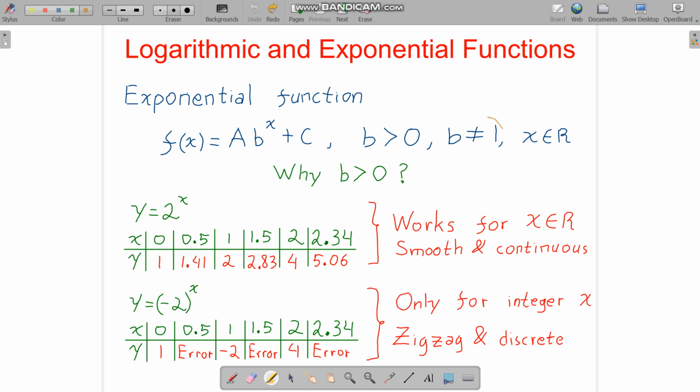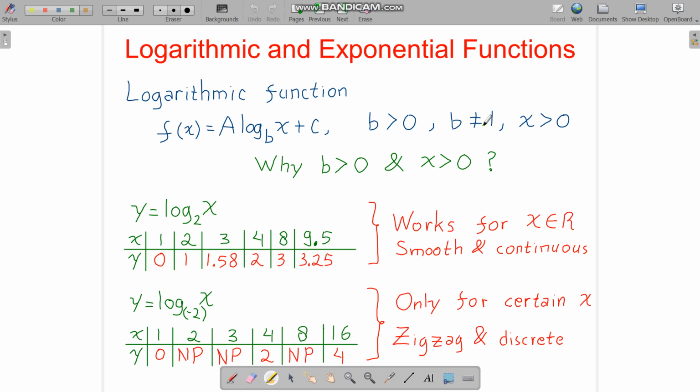And we don't use 1, of course, because 1 to the power of whatever is always 1, so it's just ridiculous, because we have a horizontal straight line y equals 1. And for a logarithmic function, this is the form. So we have log base something. The base must be positive and it cannot be 1. Also the argument cannot be negative or 0. So the argument must be positive also.